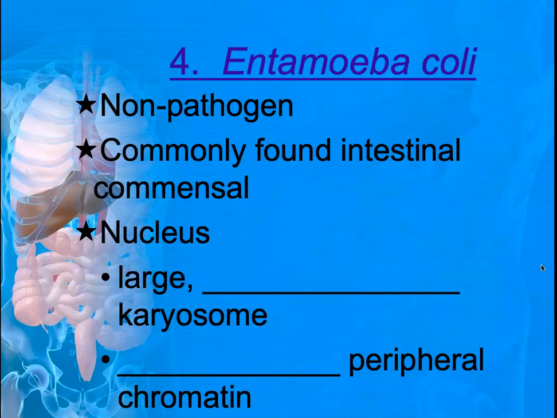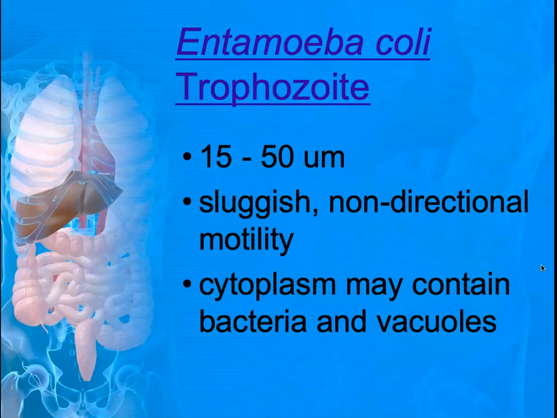So the nuclear characteristics. The nucleus contains a large eccentrically located karyosome. So by eccentric, we mean not in the center, it's kicked off to the side a little bit. And it has uneven peripheral chromatin. So these are opposites of the previous parasites we've talked about. Entamoeba coli is larger than Entamoeba histolytica. The troph has sluggish, non-directional motility. The cytoplasm may contain bacteria and vacuoles.